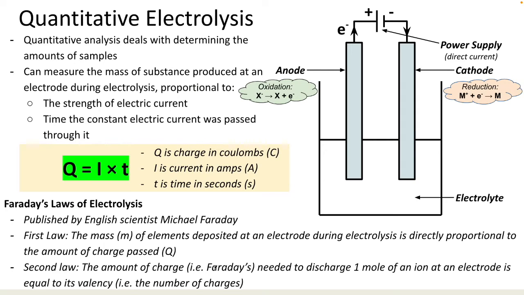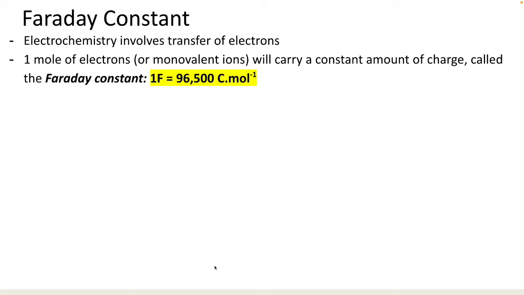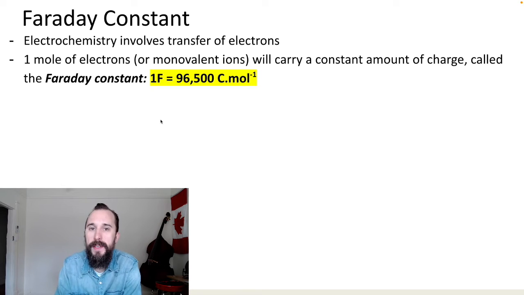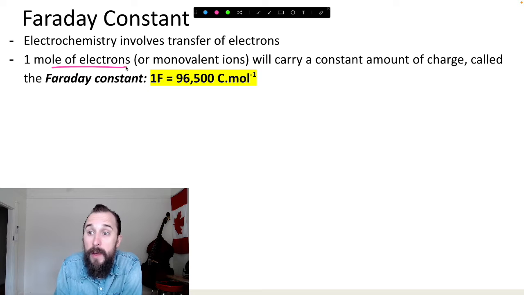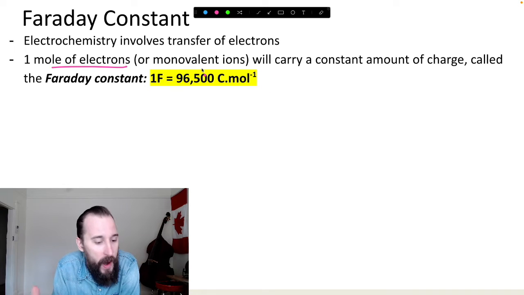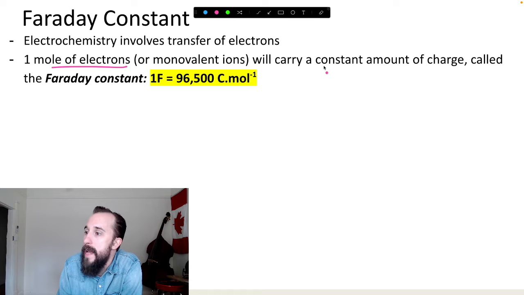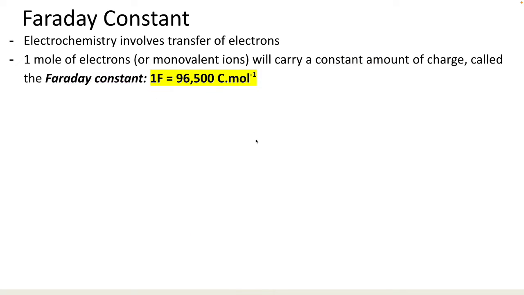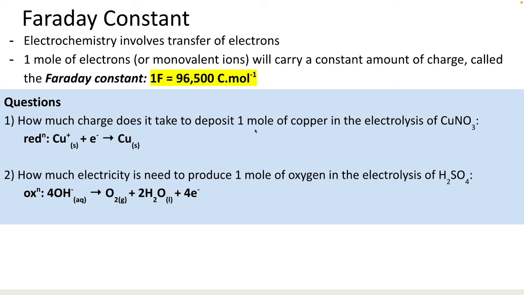So let's talk about this Faraday's constant that we introduced very briefly just there. Electrochemistry involves redox reactions. So we have the transfer of electrons. So what this Faraday constant is describing is the fact that 1 mole of electrons, or similarly monovalent ions, so +1 or -1 ions, carry a constant amount of charge called the Faraday's constant, where 1 Faraday is equal to 96,500 coulombs per mole. So we can use this to determine the amount of charge needed to deposit a certain amount of our substance during an electrolysis.